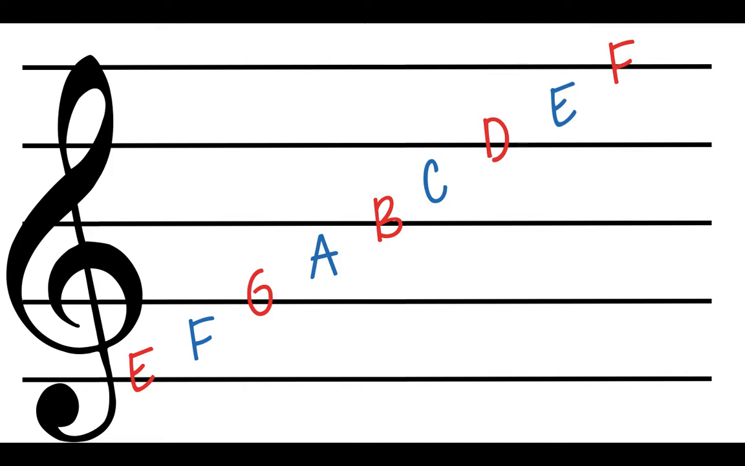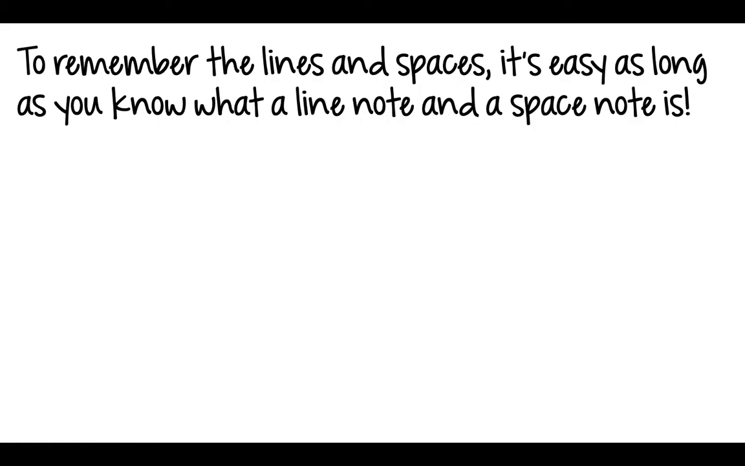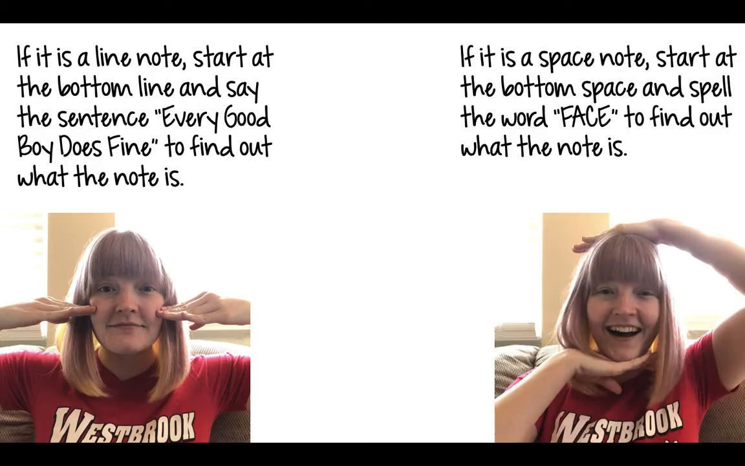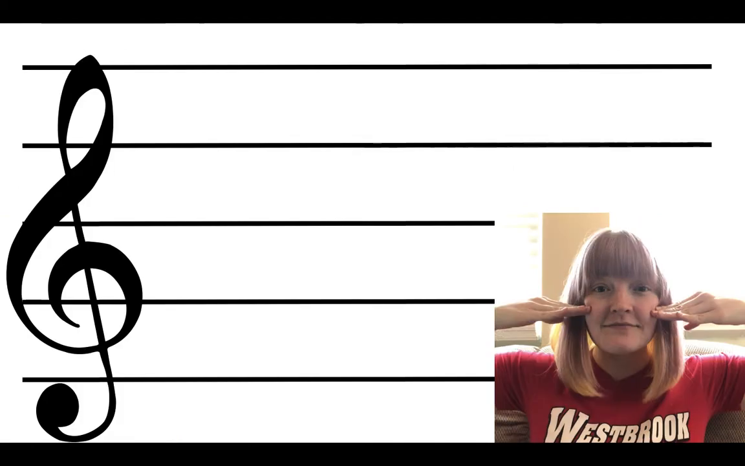And I know that's a lot to remember. So there's a couple of different ways that we use to remember what note is what. To remember the lines and spaces, it's easy as long as you know what a line note is and a space note is. If it is a line note, start at the bottom line and we say the sentence, "Every good boy does fine," to find out what the note is. If it is a space note, start at the bottom space and spell the word face to find out what the note is. So I'm going to show you what I mean by that.